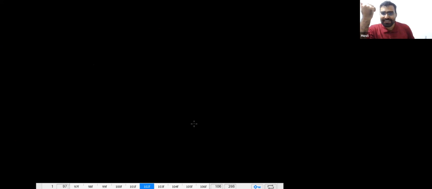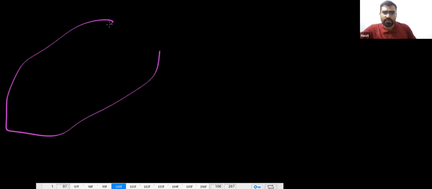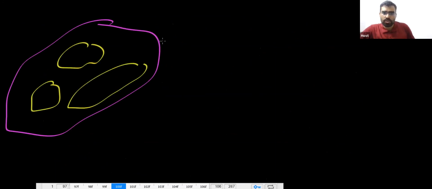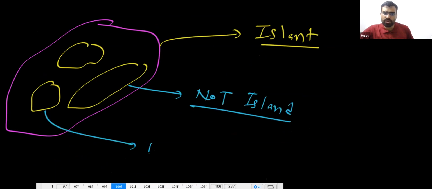So anyway, forget about it. What I'm saying is, that is the reason I'm giving you this island example. For example, this is an island. This whole thing is called an island. This small part is not an island. You cannot say that this is an island. Similarly, this is not an island.